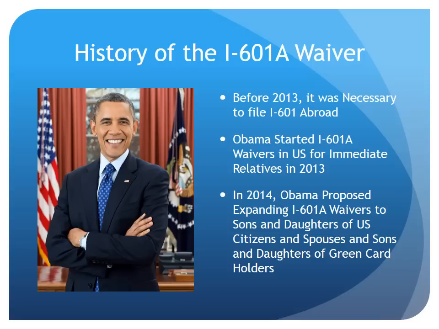President Obama started the I-601A Provisional Waiver program in 2013, but he limited it to immediate relatives only. So that meant you could only apply if you were the parent, spouse, or child of a U.S. citizen. This left a lot of people out in the cold, so in November 2014, the president proposed expanding the waiver program to include sons and daughters, whatever their age or marital status, of U.S. citizens and spouses and sons and daughters of green card holders.